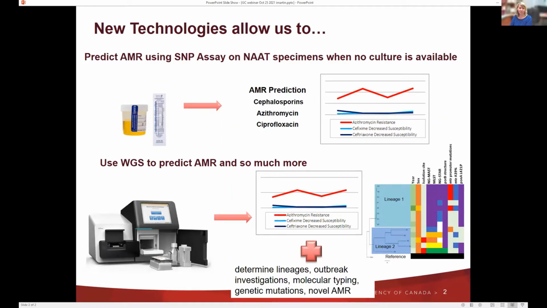All of these efforts combined support our surveillance work and help us rapidly identify changes in AMR, which helps our work towards preventing the spread of drug-resistant gonorrhea and ensures appropriate treatments. That's it for me, so we'll move on to the next speaker.